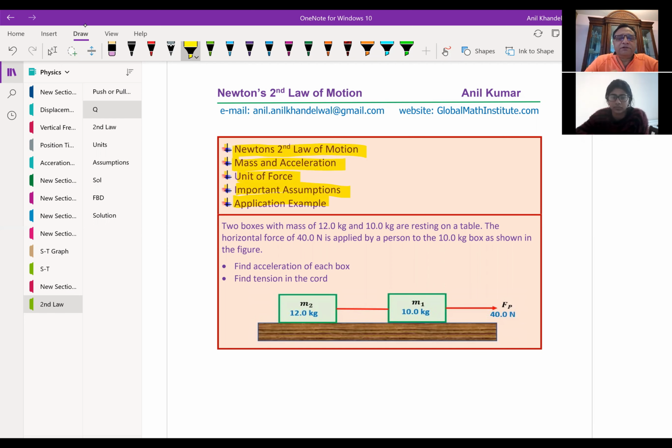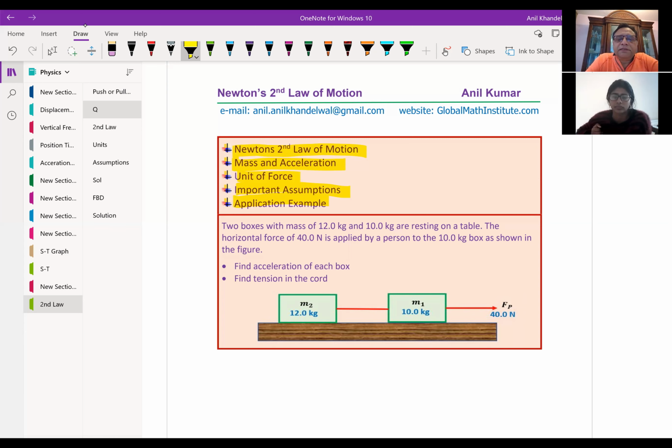So Abby, can you please read this question here? Two boxes with masses of 12 kilograms and 10 kg are resting on a table. A horizontal force of 40 newtons is applied by a person to the 10 kg box, as shown in the figure. Find the acceleration of each box and find the tension in the cord. Correct. So that's the type of question. This is the question which we are going to solve in this particular video. But before that, we'll understand all these concepts.